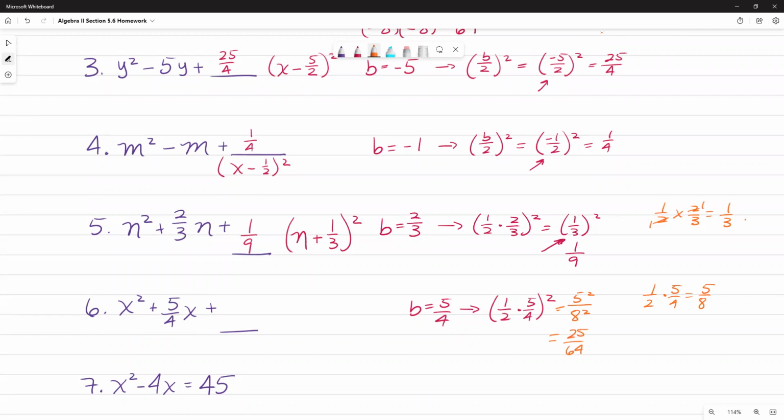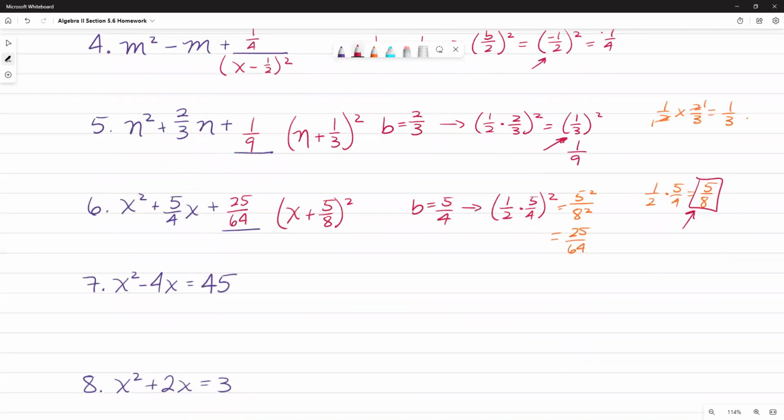So this here is my third term in the perfect square trinomial. So it's 25/64. And then the 5/8, that's going to be the term that goes inside of my squared binomial. So this is x plus 5/8 squared.